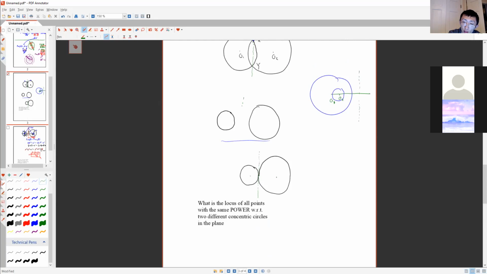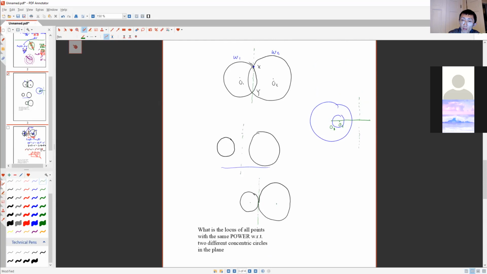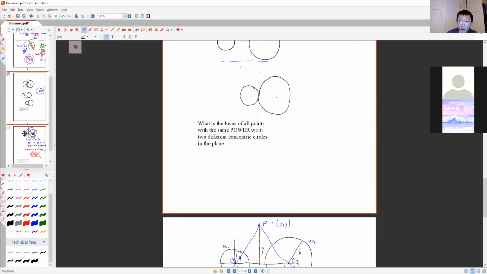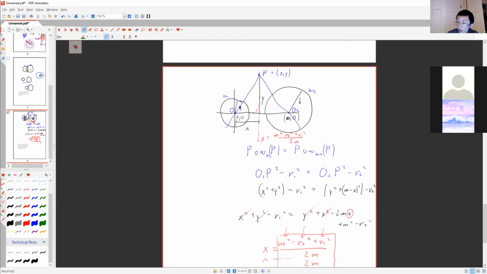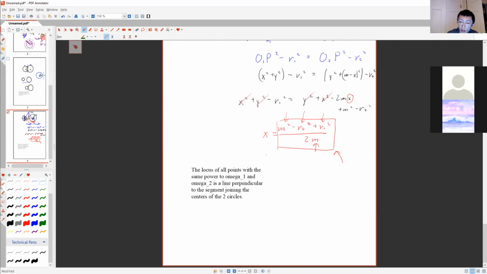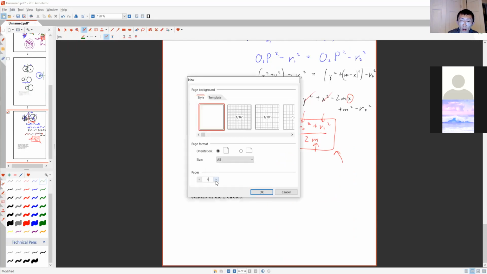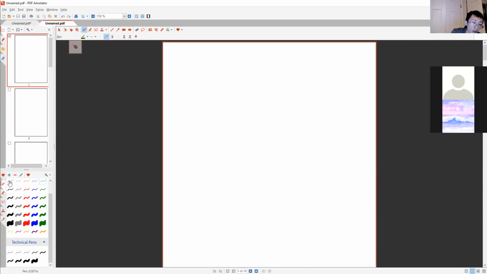I'll just draw this one in again. Okay, so now I guess we should talk about the radical axis theorem. So now what happens if we have 3 circles, right?